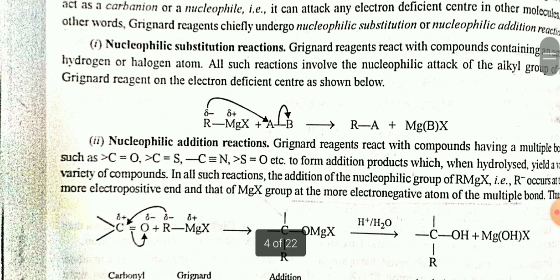First, nucleophilic substitution reaction. Grignard reagent reacts with compounds containing an acidic hydrogen or halogen atom. All such reactions involve the nucleophilic attack of the alkyl group of Grignard reagent on the electron deficient center as shown below.